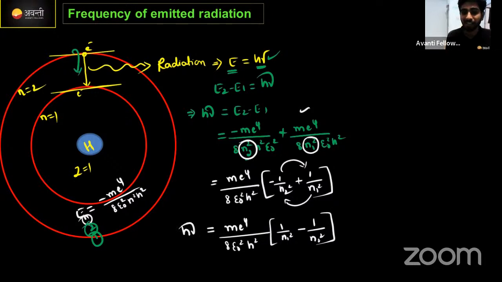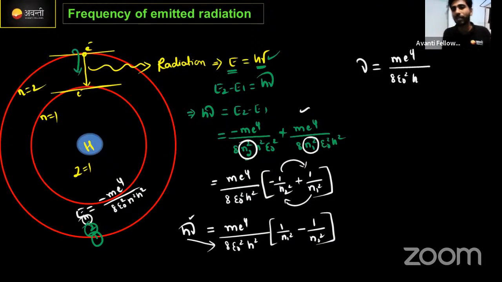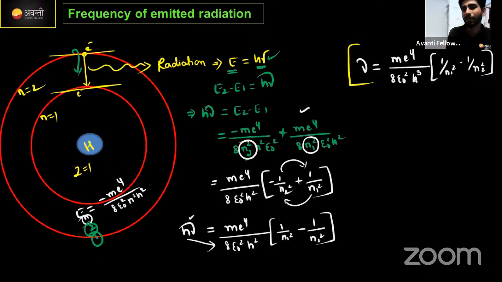What did we need? We needed nu. That's why take h to the right hand side. If you take this h to the right hand side, it comes to the denominator. Right? I will write this equation here. Nu is equal to m e to the power of 4 divided by 8 epsilon naught square. Previously h square, now one more h will multiply, so h cube, into 1 by n1 square minus 1 by n2 square. Correct? Now this is the equation to find the frequency of the emitted radiation.